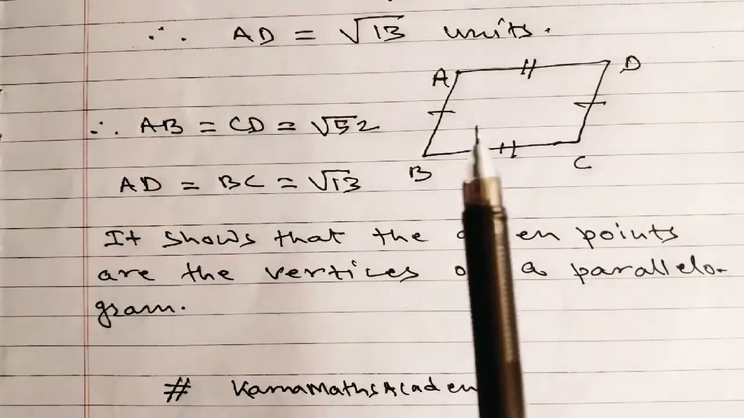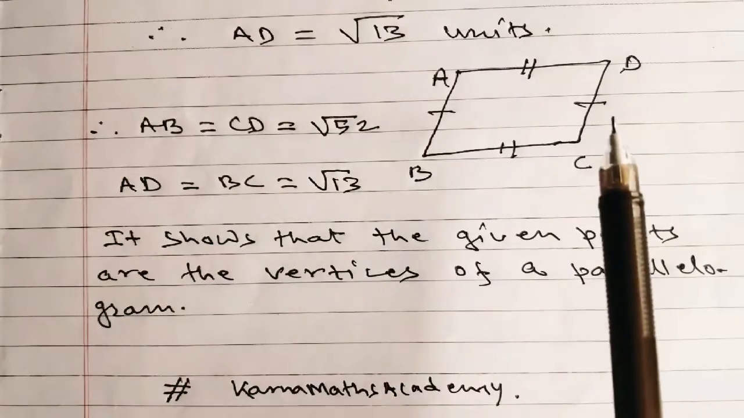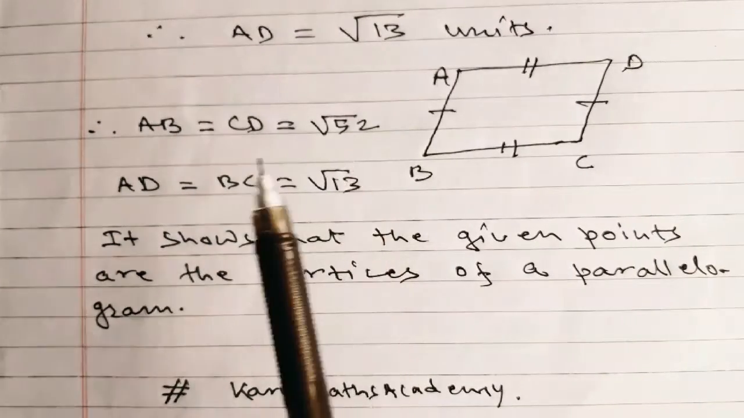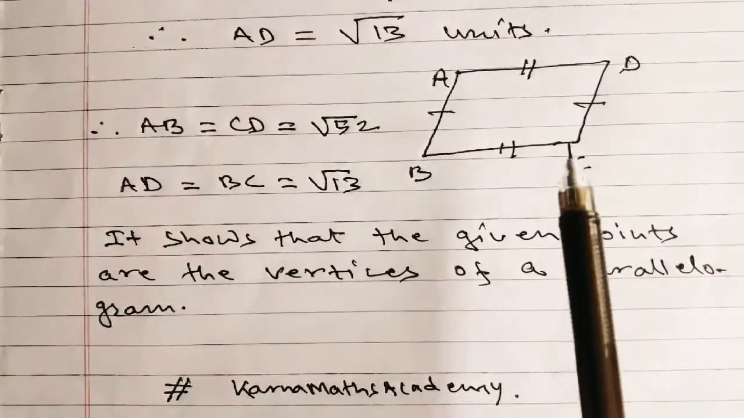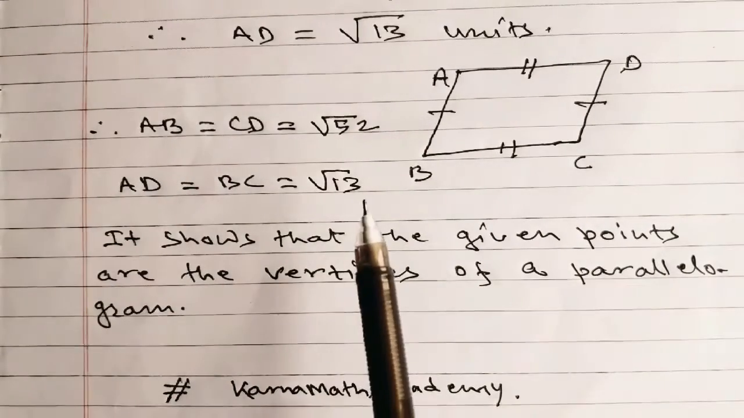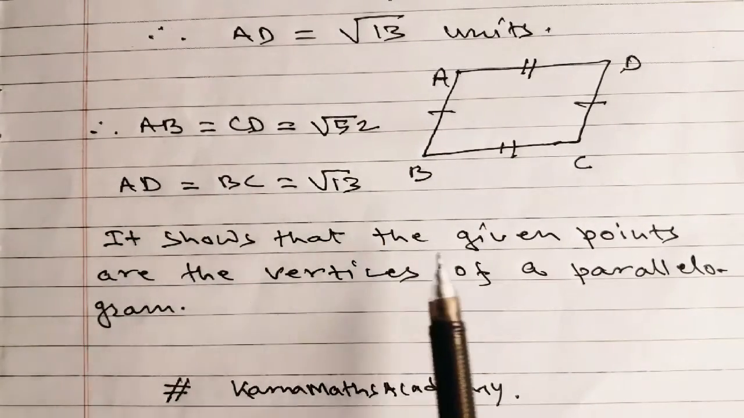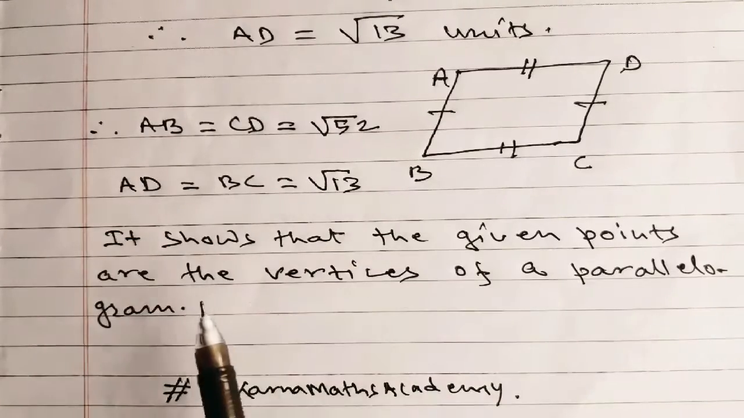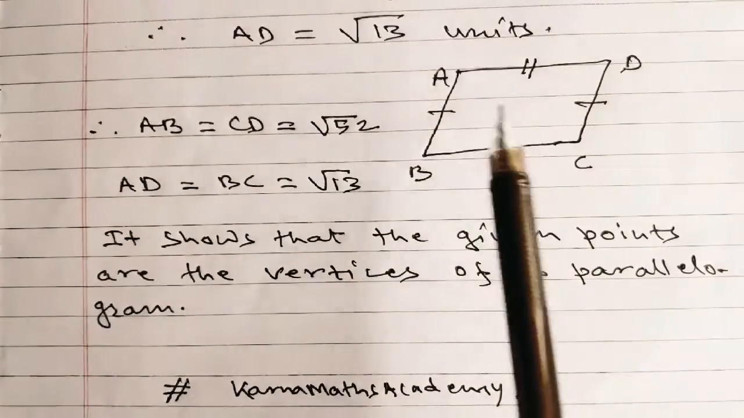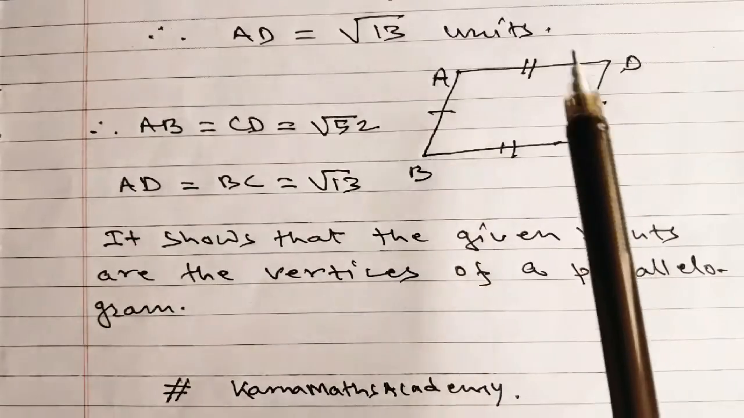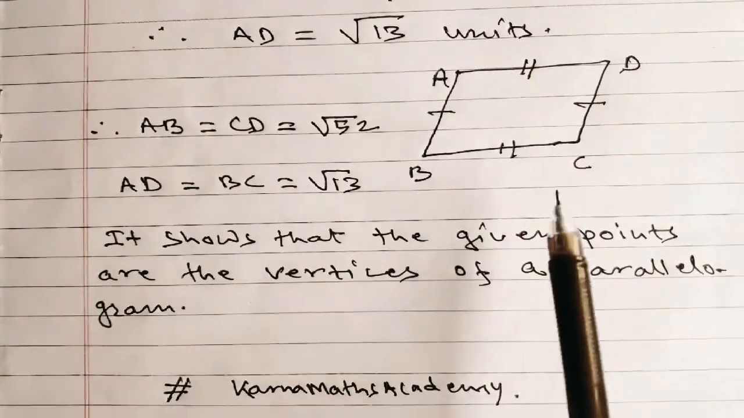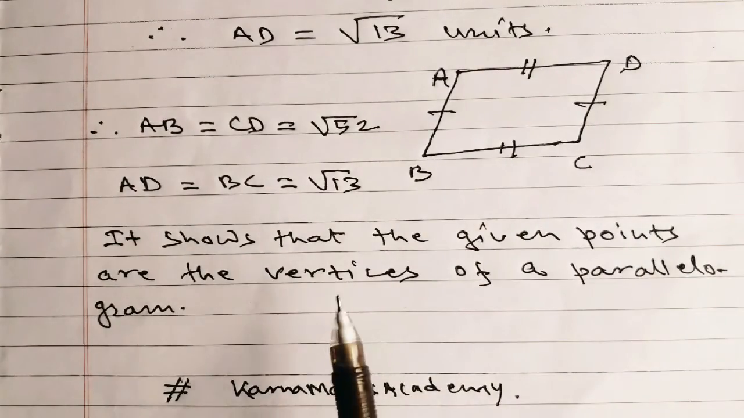The length of AB and the opposite side CD we have got root 52, and the lengths of AD and BC, again the two opposite sides, we have got root 13 units. It shows that the given points are the vertices of a parallelogram. So when the lengths of opposite sides of a quadrilateral are equal, then the 4 points are the vertices of a parallelogram. Hence it is proved.